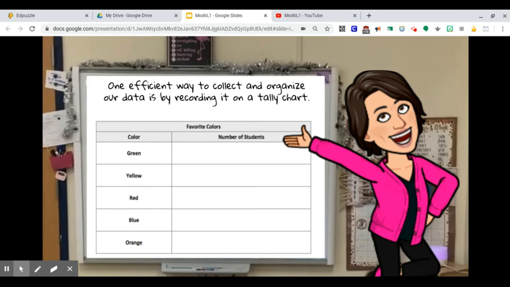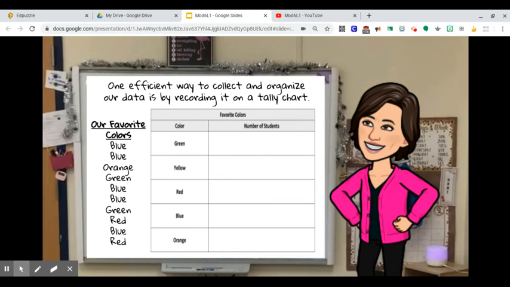One efficient way that we can use is to collect and organize our data in a tally chart. You may have done a tally chart last year in 2nd grade. At least, I hope you did a tally chart in 2nd grade last year, because this will certainly make our lesson go a lot smoother. Let's take a look. I'm going to look at the list over here of our favorite colors, and we're going to fill them in one by one.